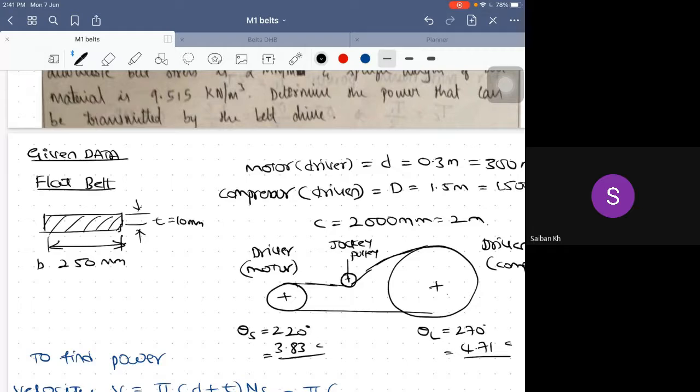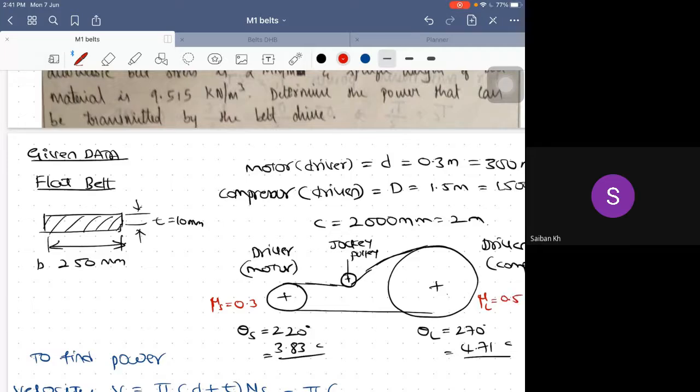What else is being given? The coefficient of friction between the belt and the smaller pulley is 0.3, and between the belt and the larger pulley is 0.5. So the coefficient of friction is being given directly, and I would take that value. So mu s is 0.3, and mu l is 0.5. So these two values are given.